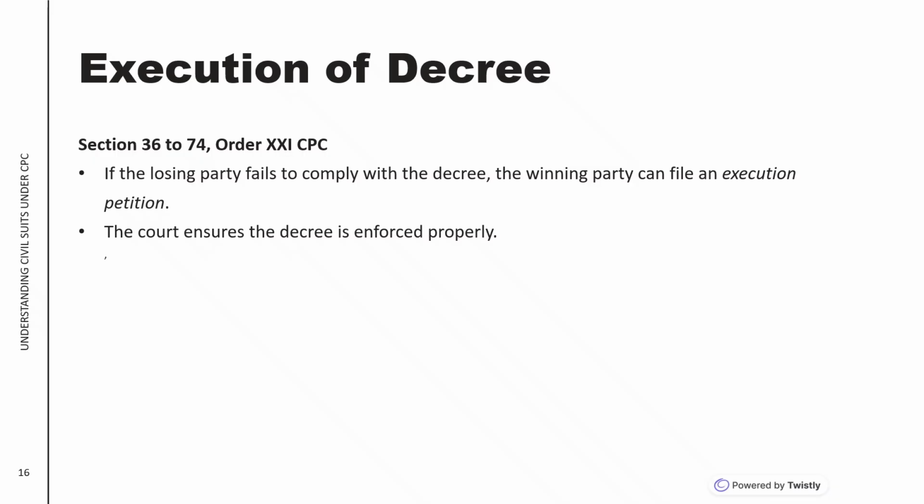So when the losing party fails to comply as per the orders of the decree, the winning party can file an application for execution of decree under Order 21 of the CPC.